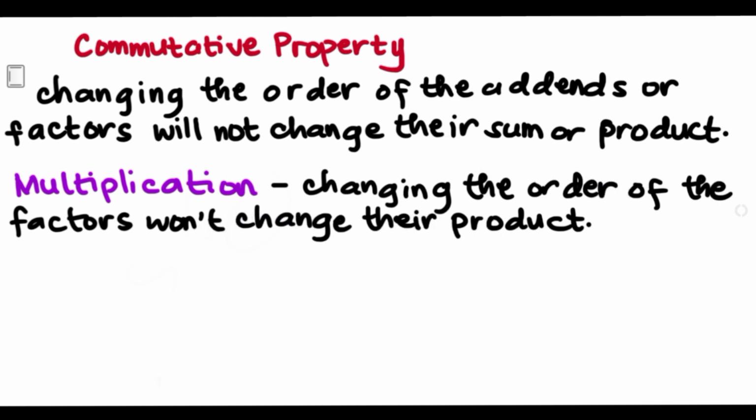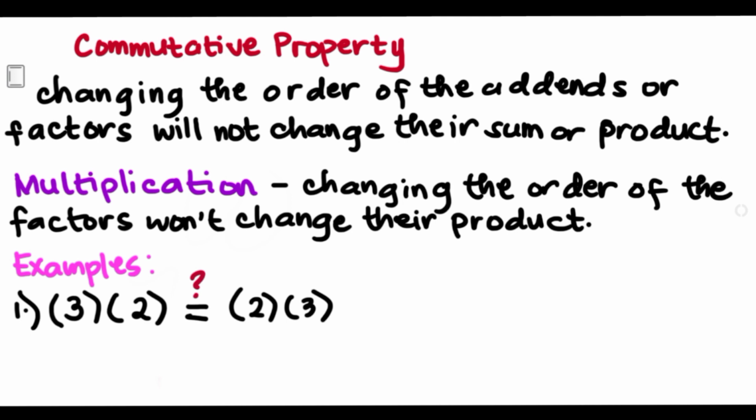Ibig sabihin, kahit pagbaliktarin pa natin yung pwesto ng mga factors or yung pinagmumultiply natin, hindi pa rin magbabago ang kanilang product or yung sagot sa multiplication. Let's try by answering some examples. Let us try this: 3 times 2. Is it equal to 2 times 3?